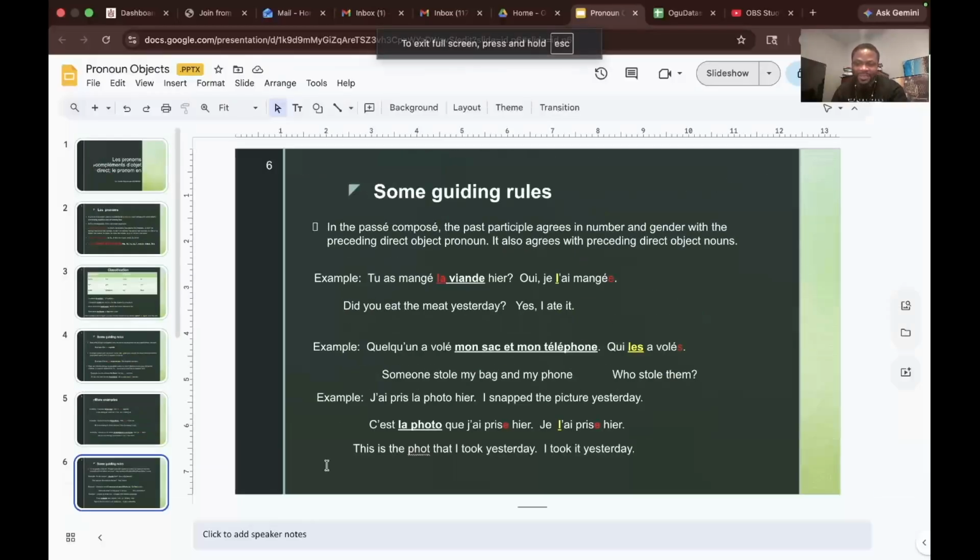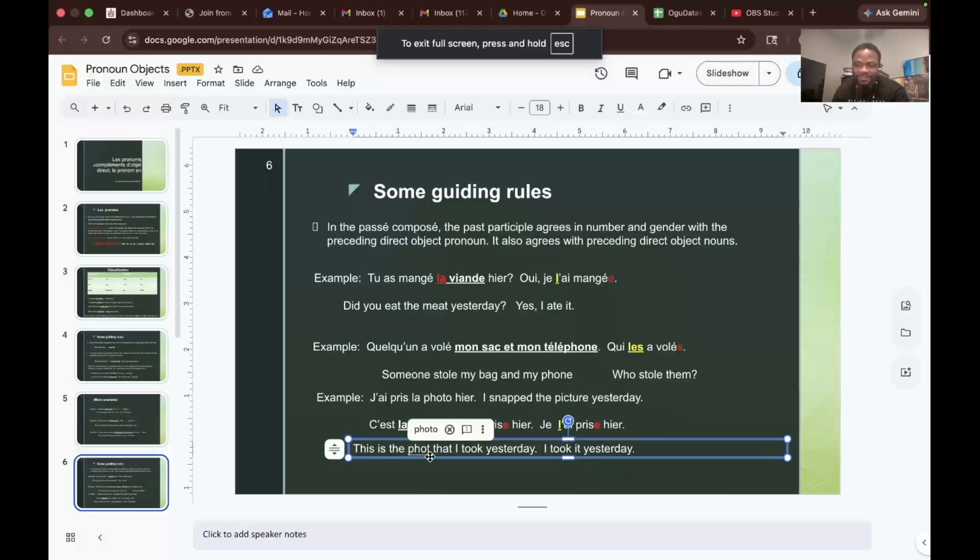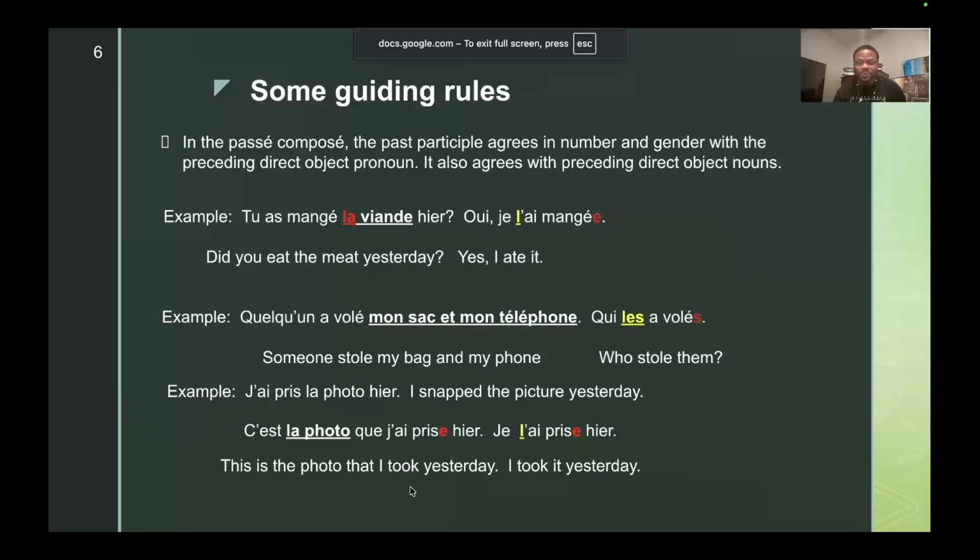This is another mistake that I've got to correct. All right, we'll continue. If we see any, we'll correct it. This is the photo that I took yesterday. D'accord? C'est la photo que j'ai prise hier.